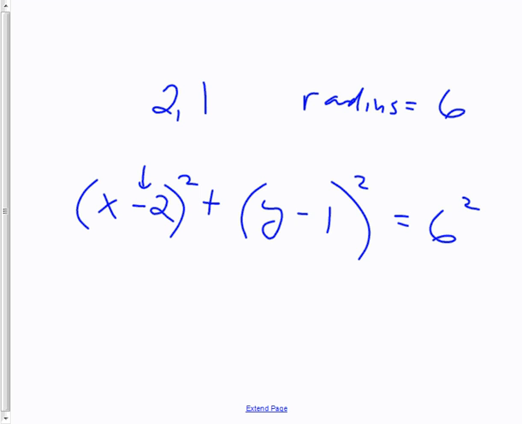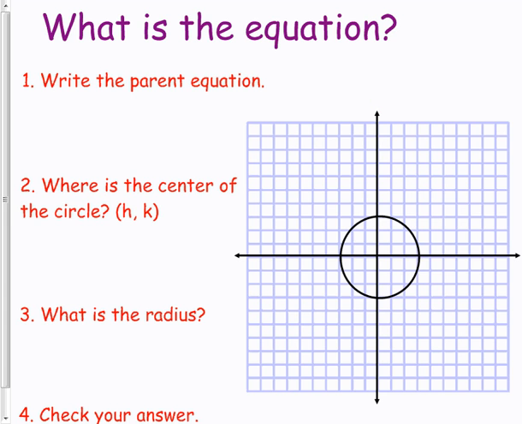So here's a harder one. Let's say I had said 2, -1. What would change? This would have to be a positive 1 then on the inside. All right. Good enough. So these really aren't that hard.